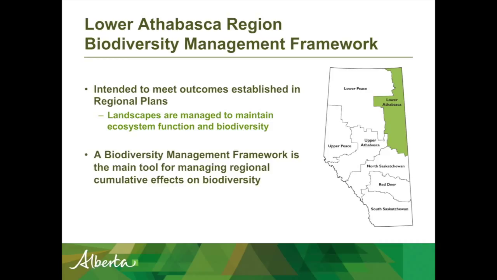So as Jason discussed in the lower Athabasca regional plan, one of the outcomes is that landscapes are managed to maintain ecosystem function and biodiversity. And so that's the real outcome that we're focused on achieving with the BMF. And the BMF is the main tool for managing the regional cumulative effects on biodiversity. And as I said, so far only the lower Athabasca BMF is in draft form, and so most of what I'm referring to throughout the presentation from now on are examples from the lower Athabasca.